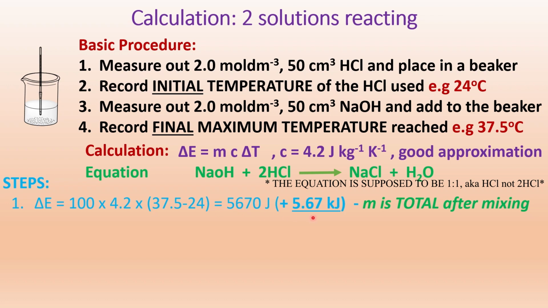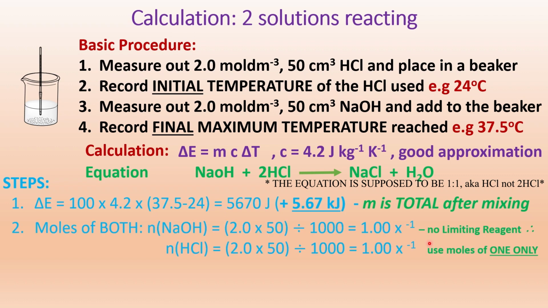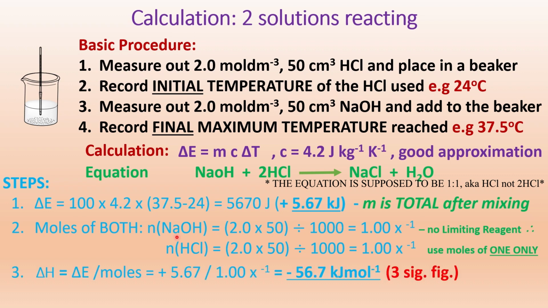Get the moles of both, and you'll see it's the same. And because it's 1 to 1, again, ignore the 2 here. That 2 shouldn't be there. It's wrong balancing. There is no excess there, so it does not matter which moles we use because they're both the same. So when you do step 3, you use the energy from step 1, you use the moles from step 2 to get the final energy change for the reaction, which is negative, exothermic, 56.7 kilojoules per mole.